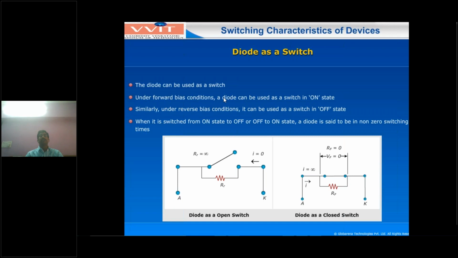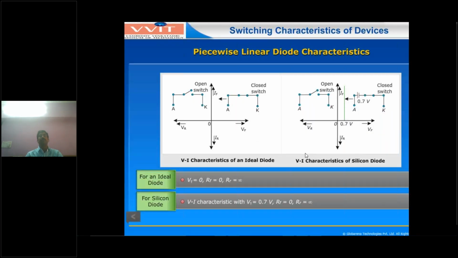So in the forward bias condition, the diode can be used as an on state. Likewise, for an ideal diode, the forward resistance is assumed to be 0 and V gamma is also considered 0. Similarly, whenever the diode is in the reverse bias condition, as you see in this diagram, the diode will be an open switch. In the forward bias condition, this is a positive voltage. This is a negative voltage you are applying across the diode.